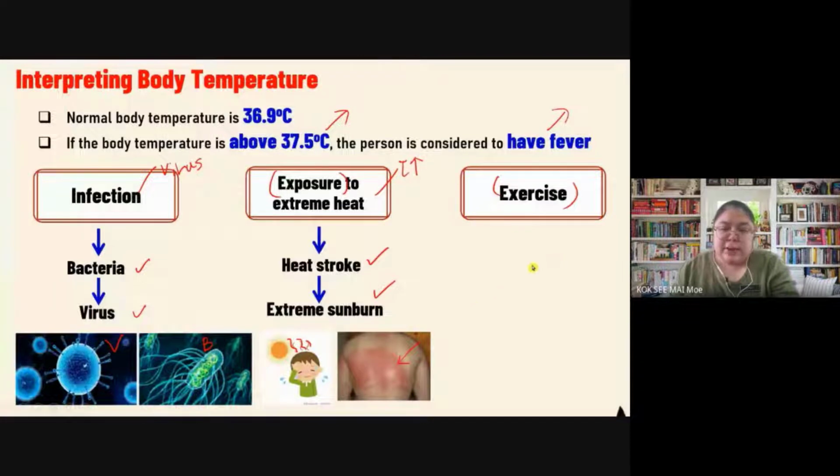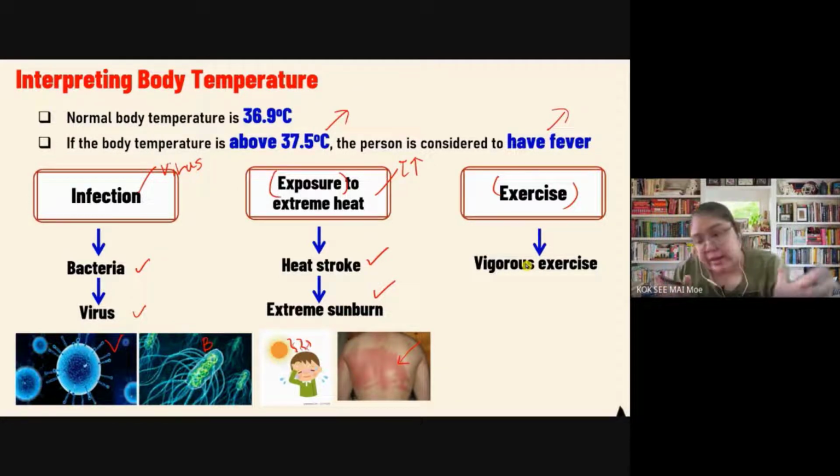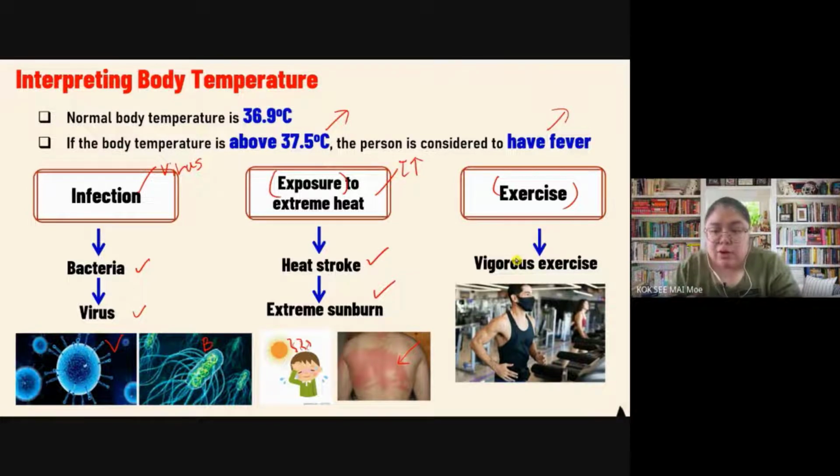Then we go to the last part, exercise. After you do the exercise, the body temperature will increase. So you can see vigorous exercise. For example, you go to training, after you run, then you need to jump. This one we call vigorous exercise. This is one of the things that also will increase your normal body temperature. So the three factors are infections, extreme heat, and the last one, exercise.